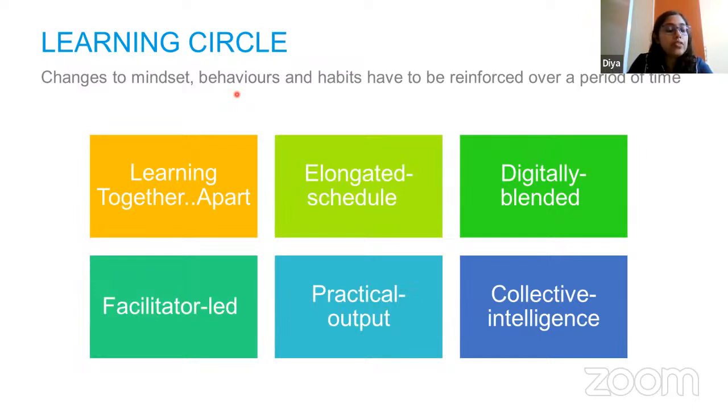So after the synchronous sessions get over, the learning circle remains active for another 3 weeks, where you go back, you look at the resources, you do your work, you respond to questions that the facilitator had asked you and you missed out on, you make your submission. So all this process is a 1 month process. So every module is for a month. It's a digitally blended module.